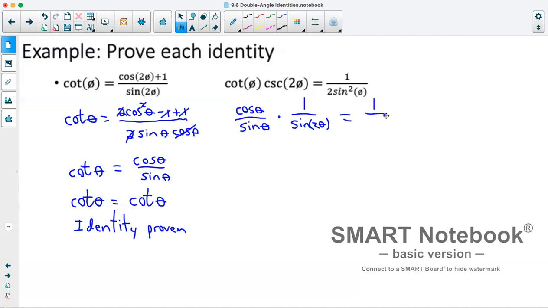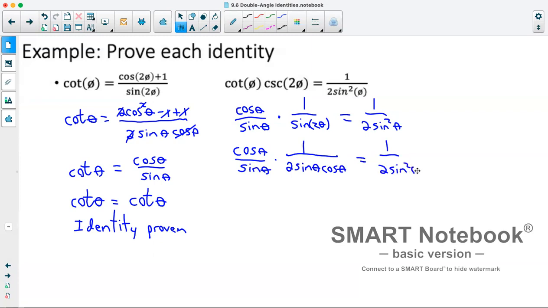So that equals 1 over 2 sine squared theta. So we've got cos theta over sine theta times 1 over sine 2 theta, which we'll replace with its identity. So that's 2 sine theta cos theta, and that equals 1 over 2 sine squared theta. Cos cancels out with cos. So we have 1 over 2 sine squared theta equals 1 over 2 sine squared theta. So we can say identity proven.